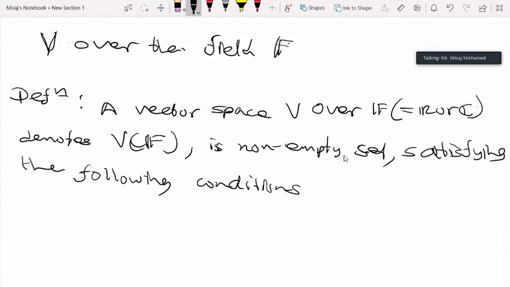How do you say non-empty in Tamil? Any Tamil student here? What do you say for non-empty set?